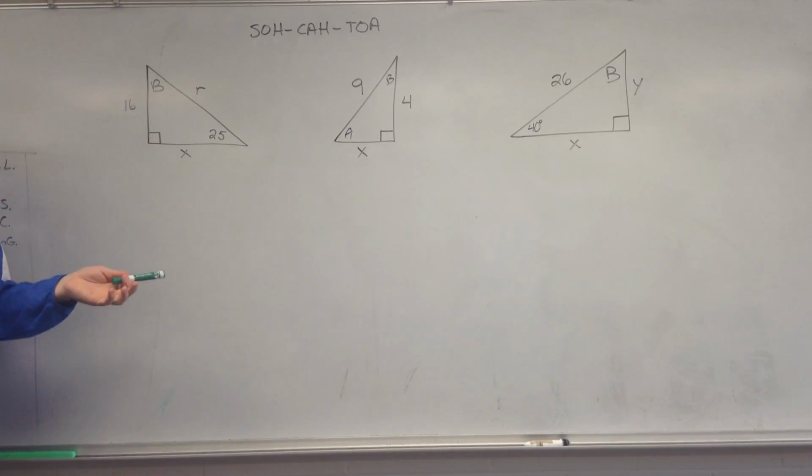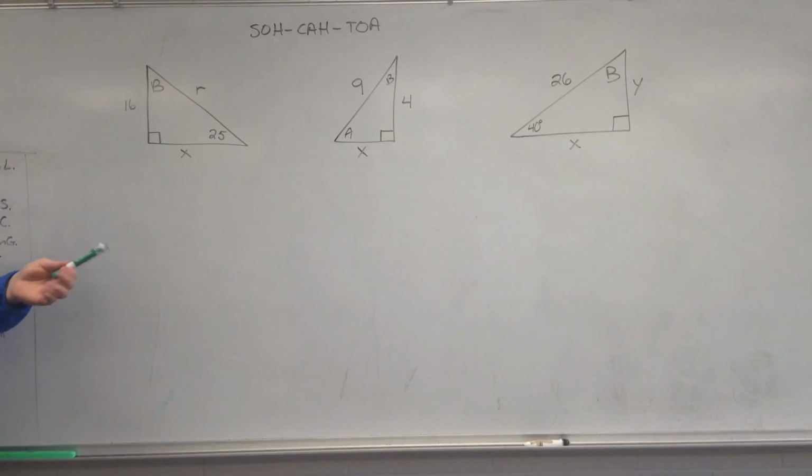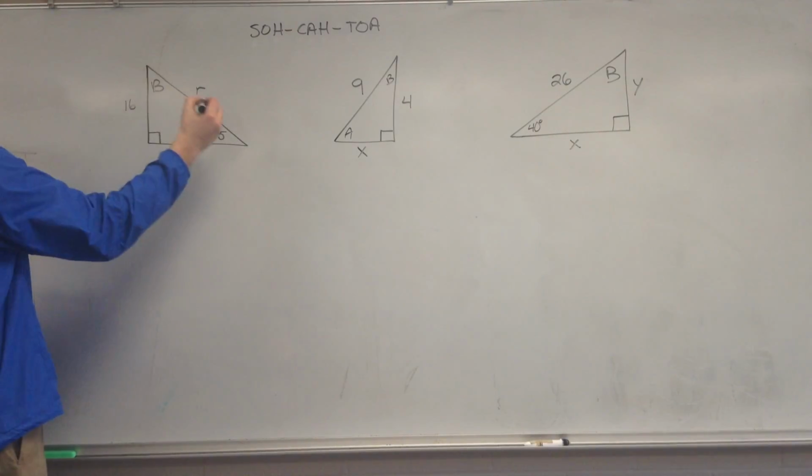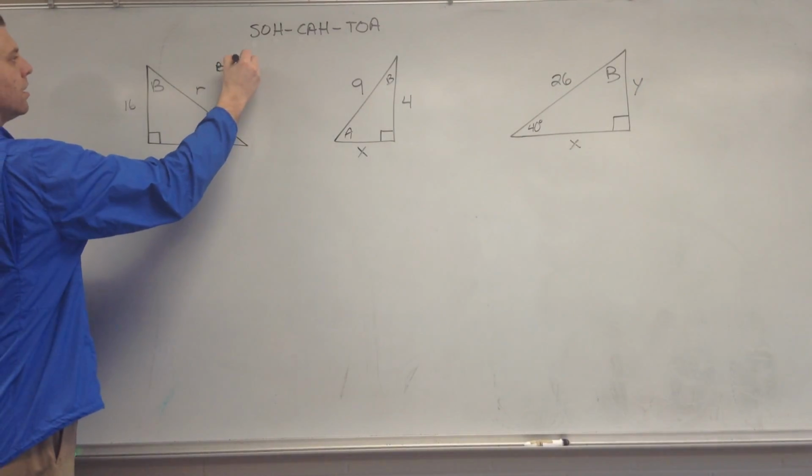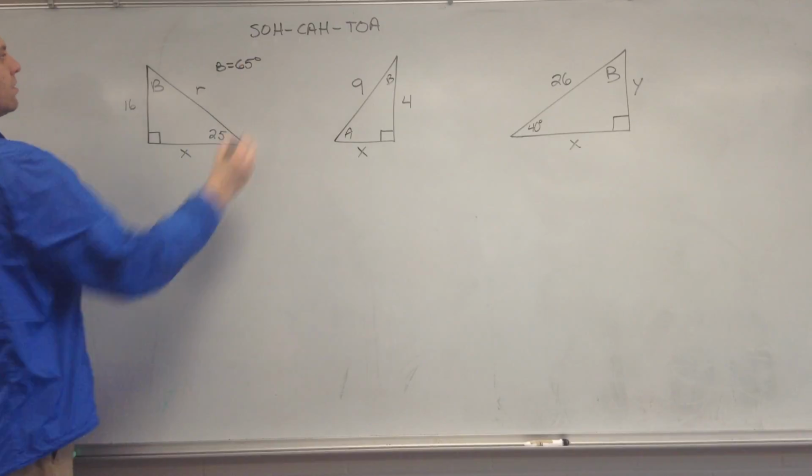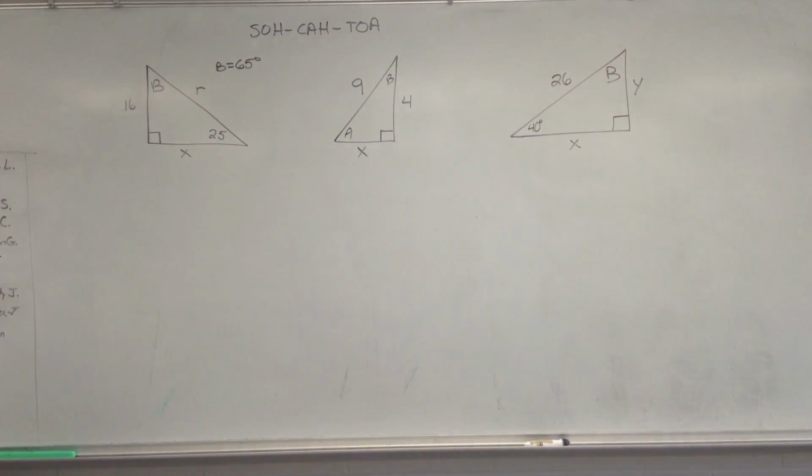The missing angle is easy because all three angles add up to 180. So 90 plus 25 is 115. 180 minus 115, what's angle B? 65 degrees. So angle B equals 65 degrees. So we're good with that. We still have to solve for x and r.